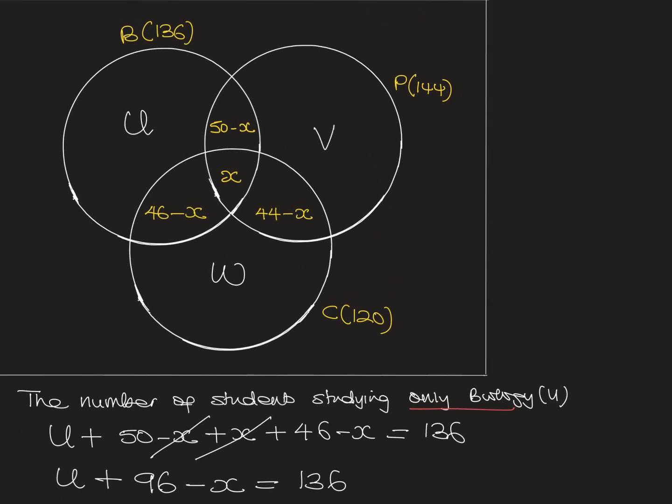So what will be for only chemistry? That is W. The total number of students studying chemistry is 120. So as you can see, this will be the students studying chemistry. W plus 46 minus x plus 44 minus x. Okay?